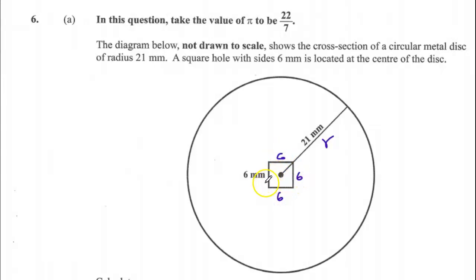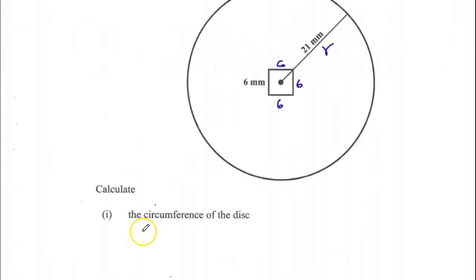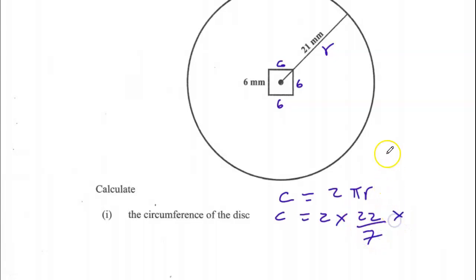We are also asked to calculate the circumference. The formula for circumference is C equals 2 pi r. So C equals 2 times, and we are told to use pi to be 22/7, and r is the radius, 21 millimeters. So we can do some calculation here. 7 into 21, that's 3. So we end up with 2 times 22 times 3, which is equal to 132 millimeters.